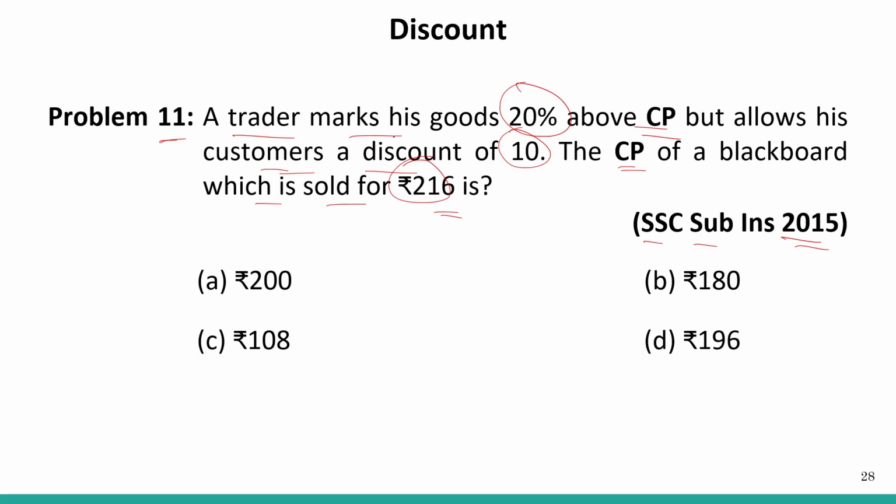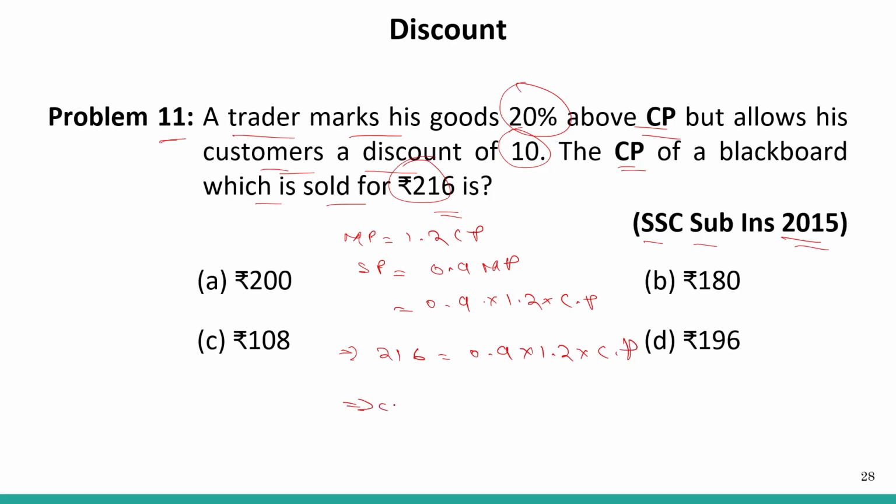Okay. So it marks its goods at 20% above the CP. So MP is equal to 1.2 CP, because it marks its goods 20% above the CP, but allows its customers a discount of 10%. Okay. So after 10% discount, SP is equal to what? 0.9 of MP. That is equal to 0.9 of MP, that is 1.2 CP, right? So the CP of a blackboard which is sold for 216, this implies that 216 is equal to 0.9 into 1.2 into CP.